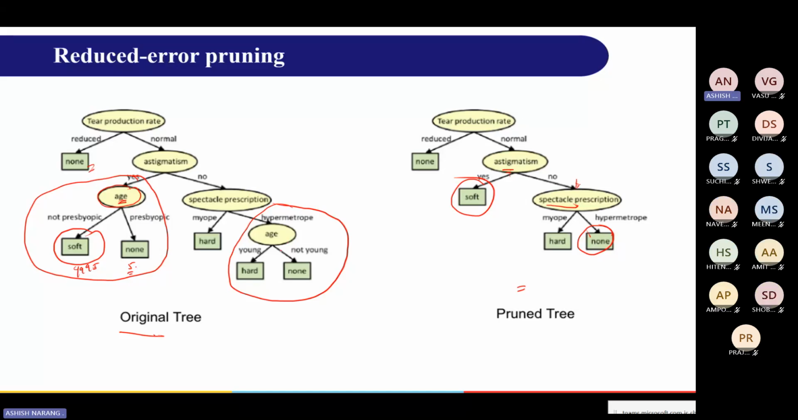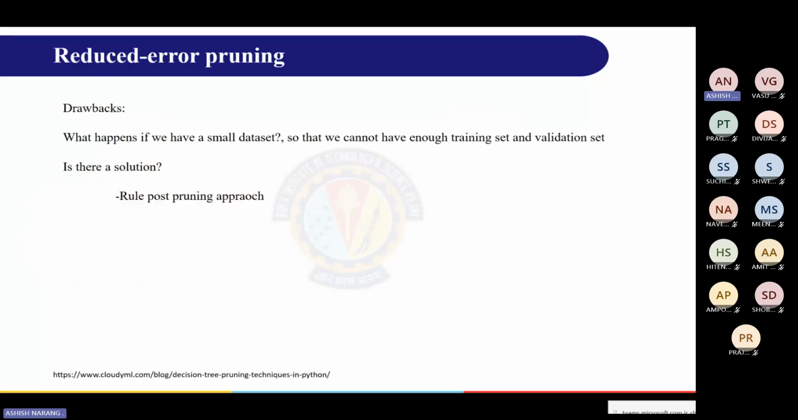Similarly, if I look at this, it might have almost, let's say, 990 records. This is having some 10 records. So, of course, most of them fall into this none category. So I will simply replace this with none and close this tree. So this is what we are trying to avoid: overfitting.